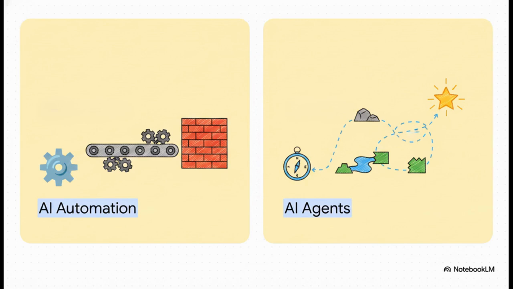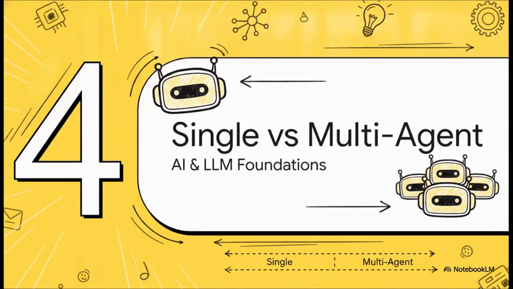AI agents, on the other hand, are highly adaptable. If an agent hits a roadblock, it doesn't just crash and spit out an error code. It actually reasons through the problem. It asks itself, okay, that path didn't work, so what's another way to reach my goal? Automation follows a strict map, right? But an agent, you give it a compass and a destination, and it figures out the best route all on its own. Which brings us to Section 4, Single and Multi-Agent AI.